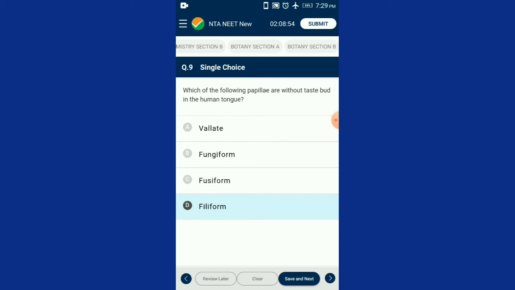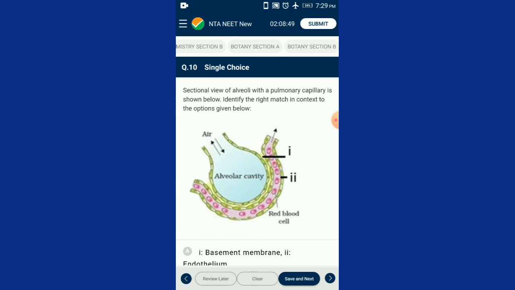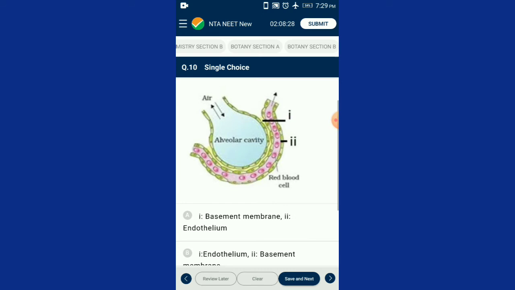Question number 10. Sectional view of alveoli with a pulmonary capillary is shown below. Identify the right match in context to the options given below. See the diagrammatic representation. The first one is represented as basement membrane, the second one as endothelium. So the correctly matching option is A, basement membrane.